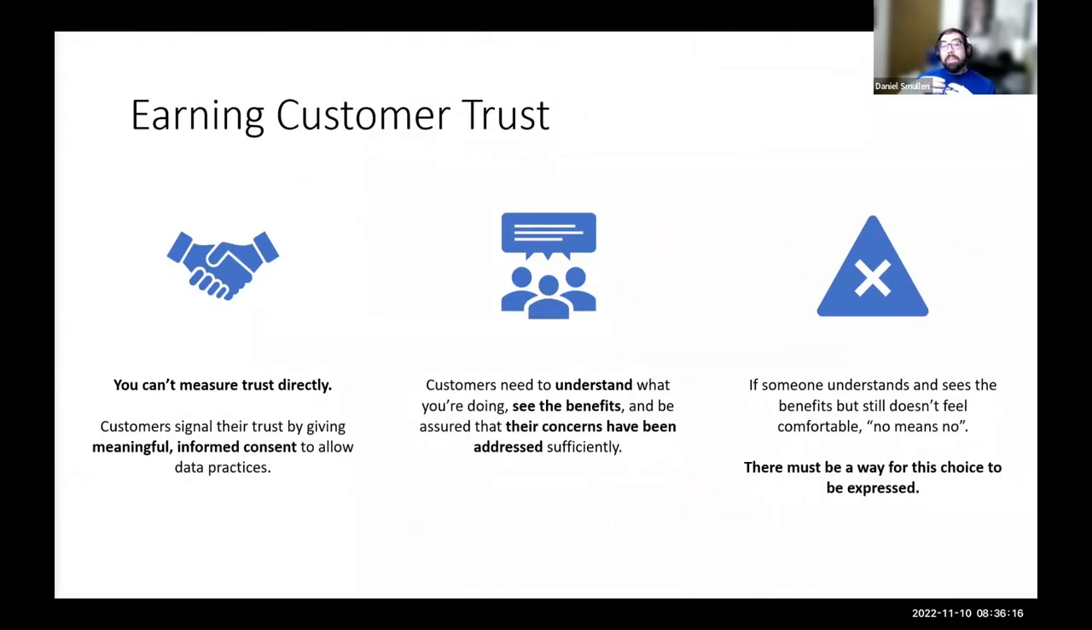And some have like 50 settings for three practices. And so again, this comes down to this whole customer trust phenomenon. As I said, you just can't measure trust directly. If you come up to someone and say, hey, do you trust me? They're going to be a little creeped out. That's not going to work.